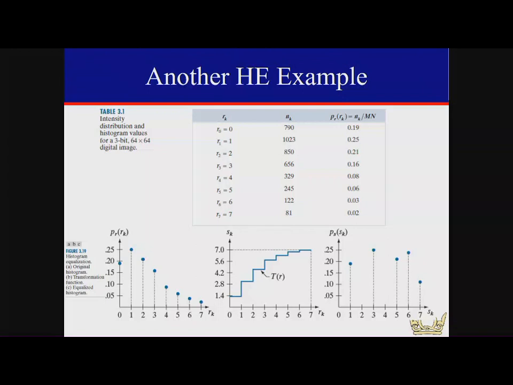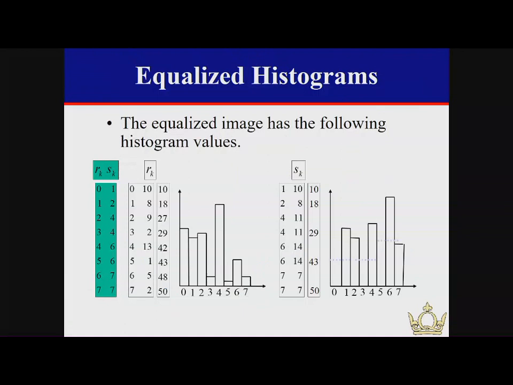After histogram equalization, you can see the histogram. This side is higher, and this side is very low. After histogram equalization, you can see it's almost equalized. But we still have some pixel values missing. Generally, after histogram equalization, some pixel values are definitely missing, because we combined some pixel values into one. In the transform, we can see two pixel values are always mapped to one, and sometimes more pixel values are mapped to one.